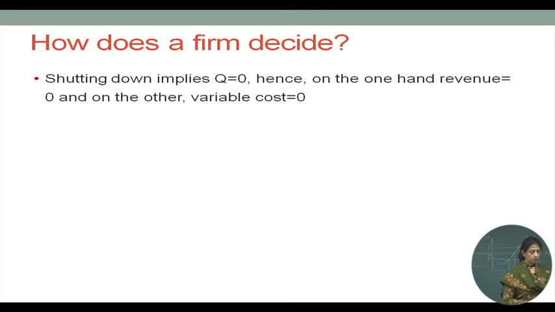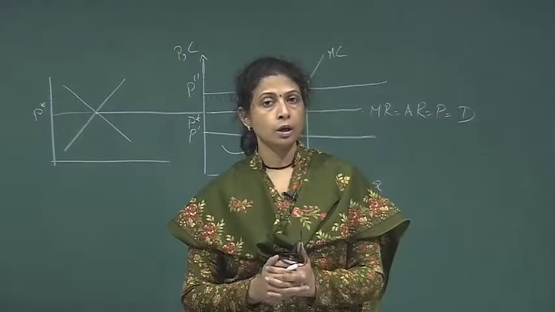Now, when a firm is shutting down in the short run, that implies that its output is zero. So when output is zero, on the one hand, revenue is equal to zero because it is not selling anything, but on the other hand, its variable cost is also zero, because variable cost is directly proportional to the amount of output it is producing.